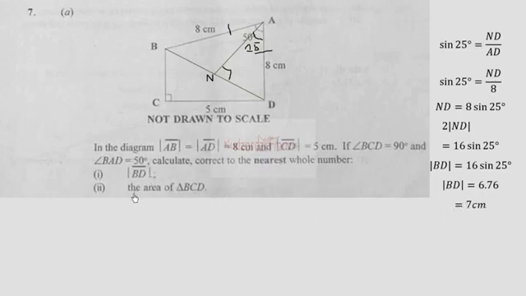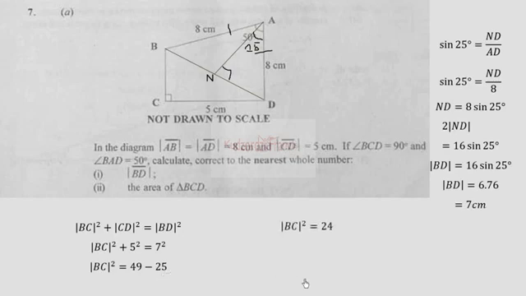What about the second part, the area of triangle BCD? To do that, you need to find the height, which is BC. So use Pythagoras theorem. BC squared plus CD squared equals BD squared. Using triangle BCD, substitute the values. That will give us 49 minus 25, which is 24. Take the square root of both sides, you get 2 root 6. So BC is 2 root 6.